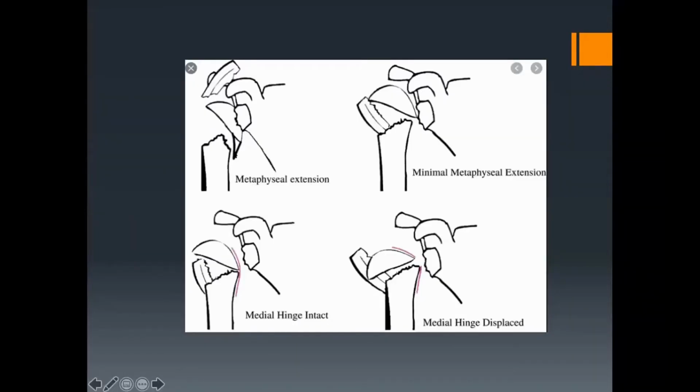So this is the metaphyseal extension. This is the metaphyseal component of the humeral head, and if it's less than 8 millimeters, it's predictive of disruption of the blood supply. And this is the periosteal hinge here. So it's this sleeve of periosteum on the inner margin of the metaphyseal region, and if that's disrupted, that's predictive of AVN.